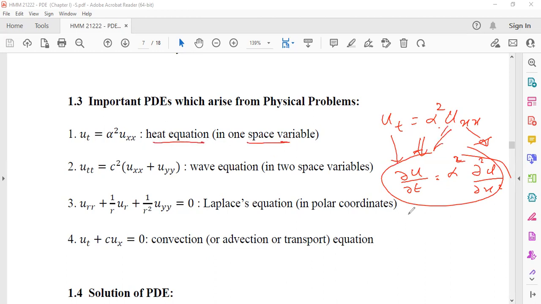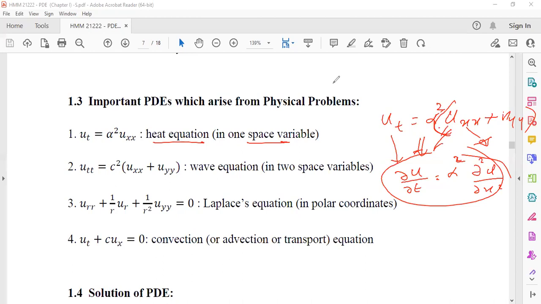So for example, if I have something like alpha times u_y, what do you think? How many space dimensions? Please answer me as quickly as possible. Every time I ask, give your answers.